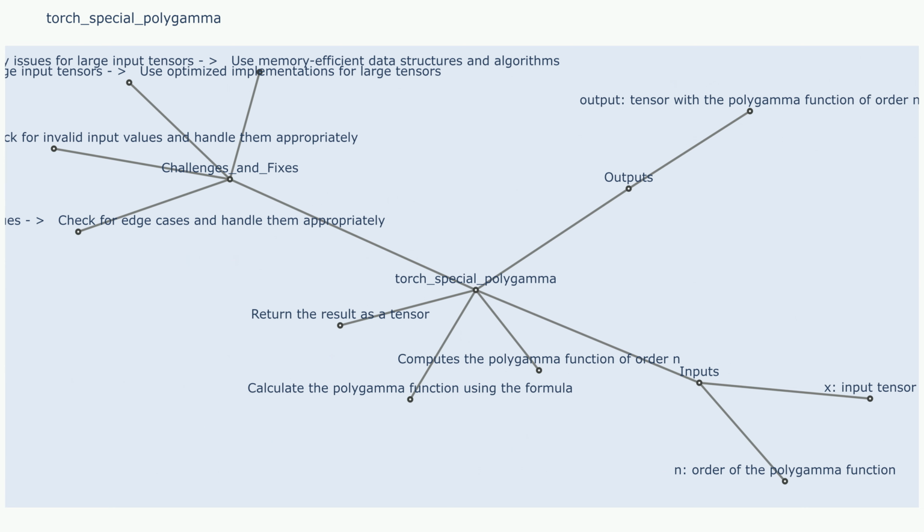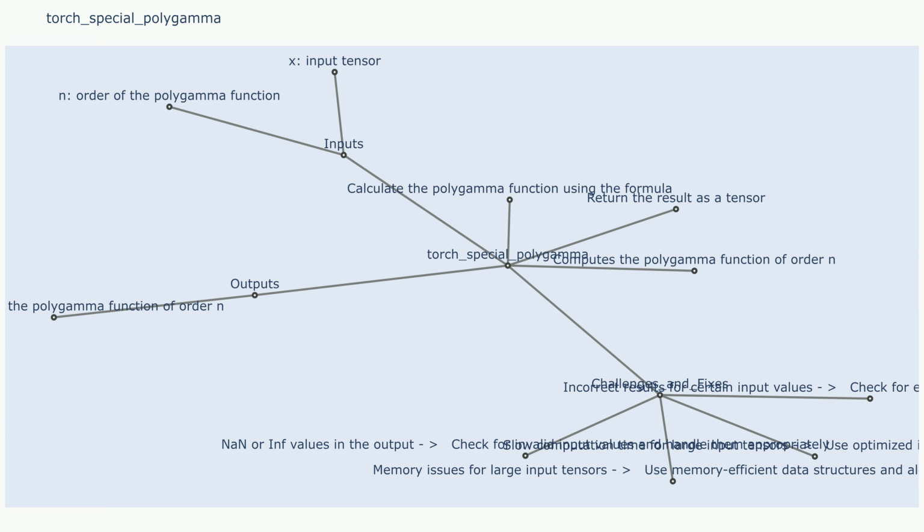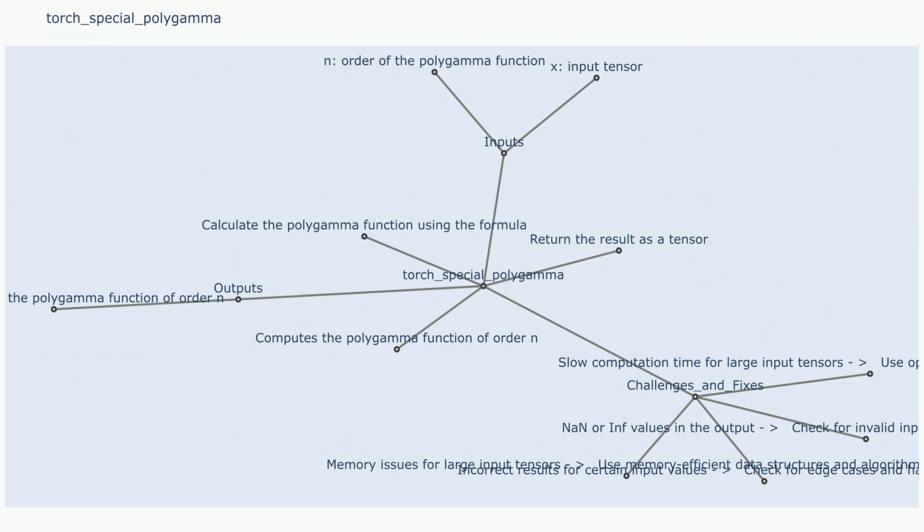Challenge 2: input order may be negative. Sample use case that resulted in challenge 2: torch.special.polygamma(-1, 1). Fixes to challenge 2: the polygamma function is only defined for non-negative orders. The function will throw an error if a negative order is provided.